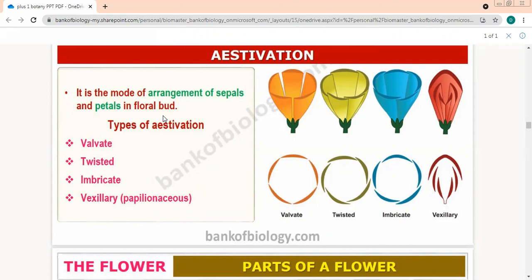See, this is a little difficult part. Estivation is what we are going to do, but it is a bit confusing. Arrangement of sepals and petals is what we call estivation. Arrangement of veins was called venation. Arrangement of leaves was called what? Come on, it starts from P. Phyllotaxy. Very good.